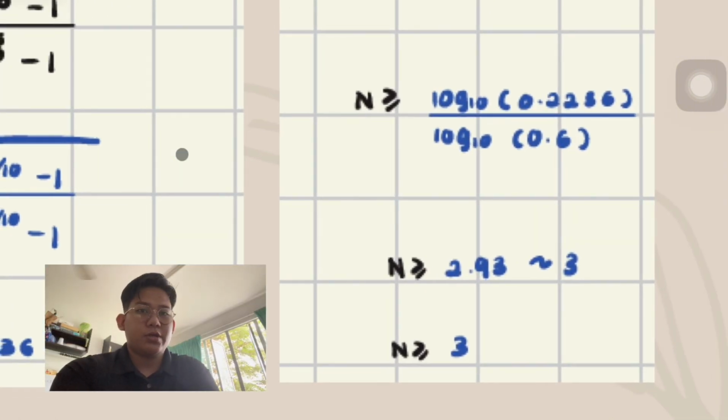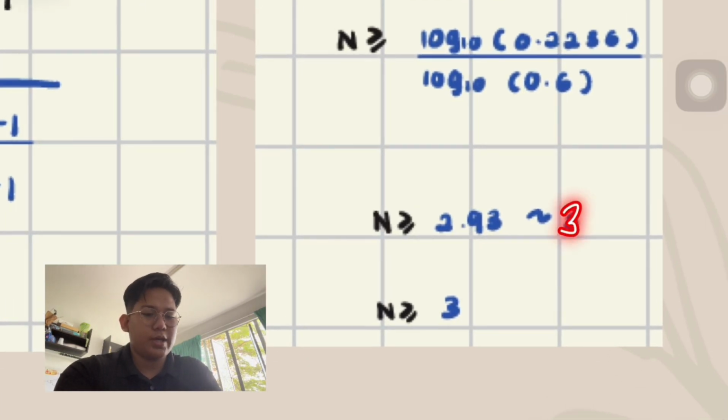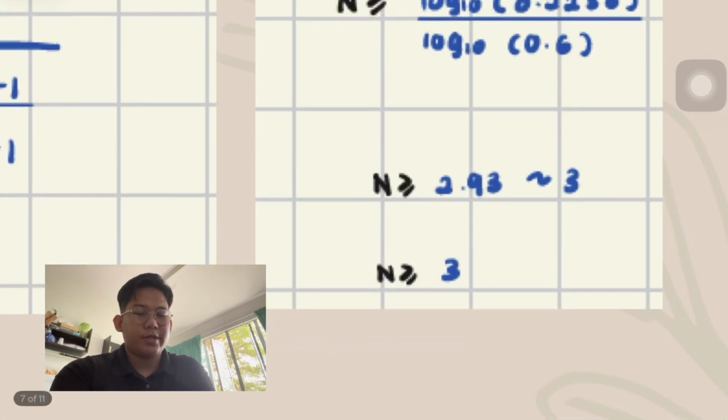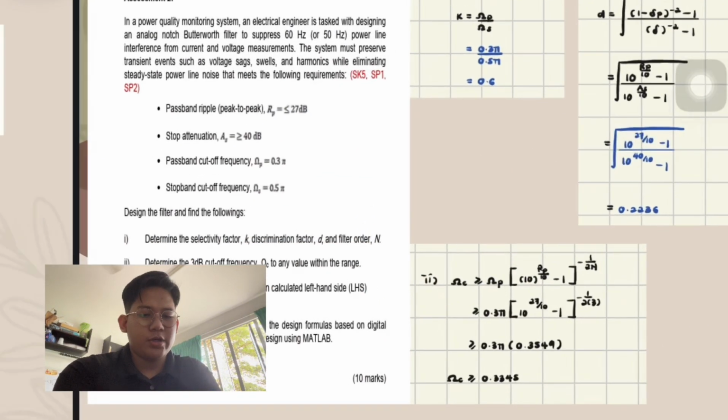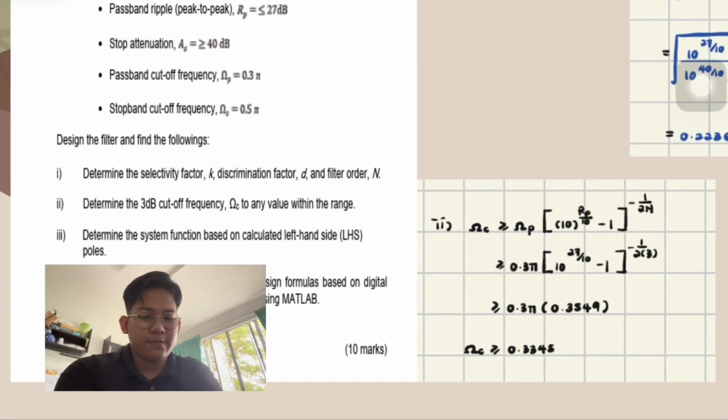We put the value in the calculator and we got 2.93. We're going to round up to 3, so n is more than or equal to 3. For the second Roman question, determine the 3 dB cutoff frequency omega c to any value within the range.